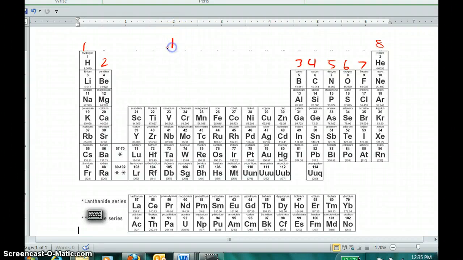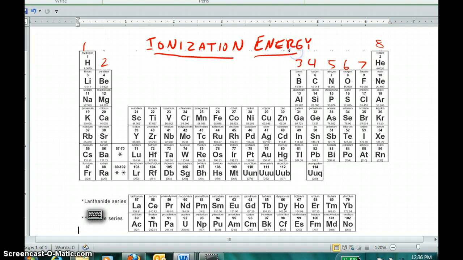So now let's turn our attention to another periodic property known as ionization energy. Let's examine another periodic property known as ionization energy.